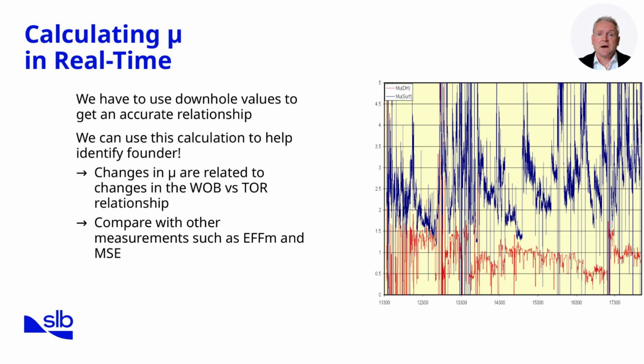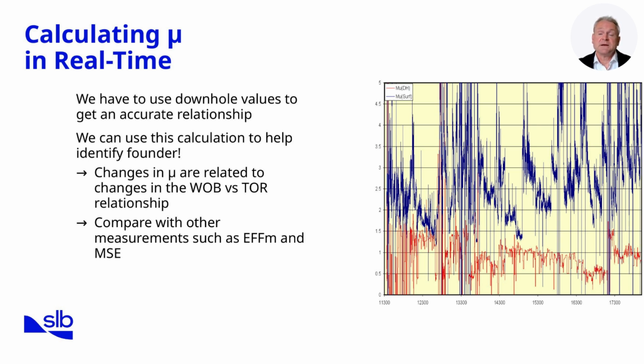Calculating mu in real time allows us to use it as a diagnostic tool rather than just a static measurement. To be accurate, we need to rely on downhole values of torque and weight rather than surface estimates. This ensures that frictional effects and losses along the drill string are accounted for. Once we have downhole torque and weight, we can calculate mu continuously while drilling. Changes in mu directly reflect changes in the relationship between weight and torque. A sudden rise may indicate founder, bit balling, or increased aggressiveness, while a drop might suggest dulling or reduced engagement.